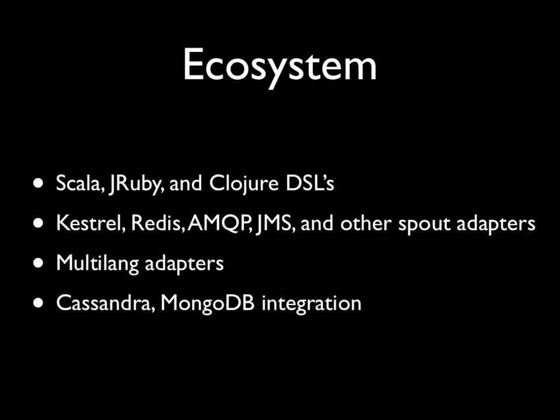All right, and finally, Storm has a growing ecosystem of third-party tools to use with Storm. There are Scala, JRuby, and Clojure DSLs available. I wrote the Clojure DSL, and members of the community wrote the Scala and JRuby ones. There's a plethora of spout adapters: Kestrel, Redis, AMQP, JMS, and you name it, there's probably a spout implementation for you. People have written multi-lang adapters to use Storm with other languages. Storm comes with adapters for Ruby and Python, and people have written JavaScript, Perl, I think PHP, and other language adapters.